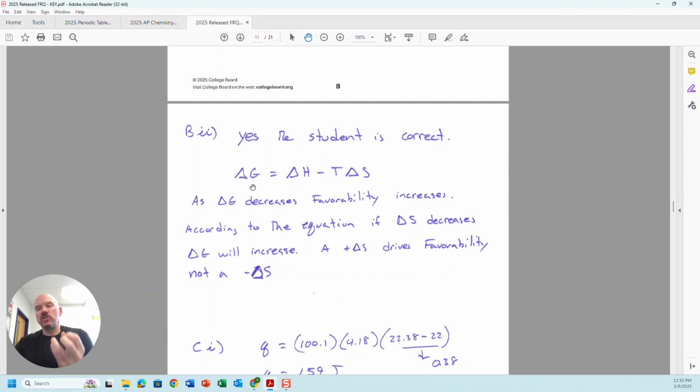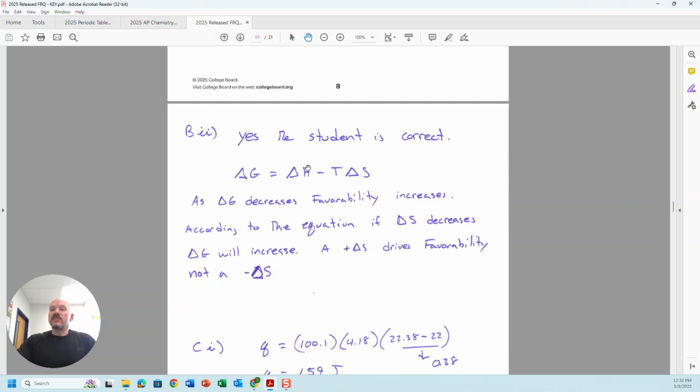And remember, delta G has to be negative in order to be favored. And the more negative the delta G, the more favored the reaction. So as delta G decreases, favorability increases. But the opposite is true: as delta G increases, favorability decreases.